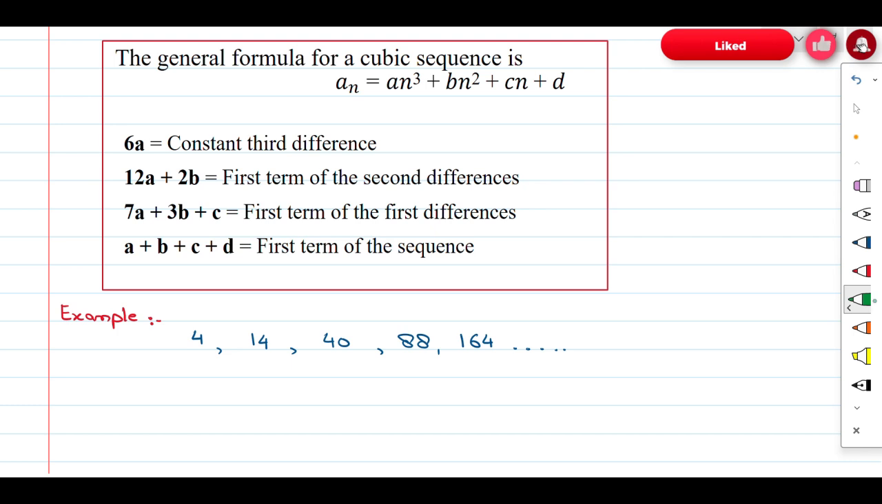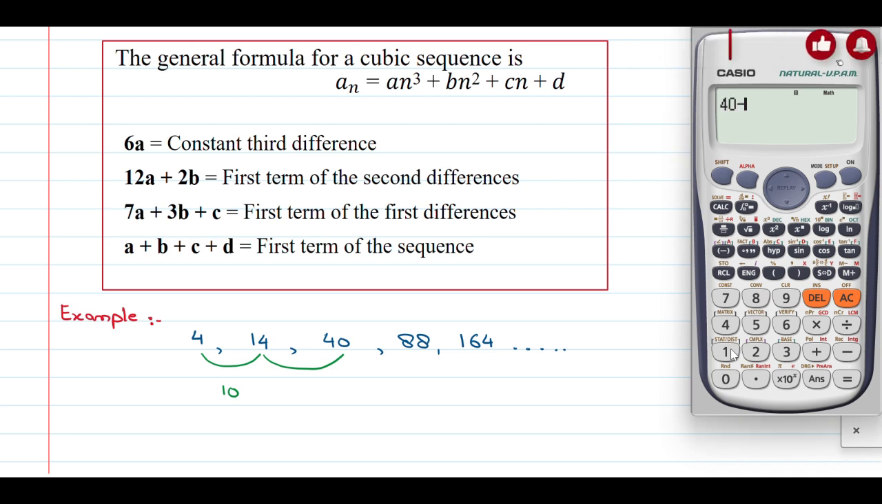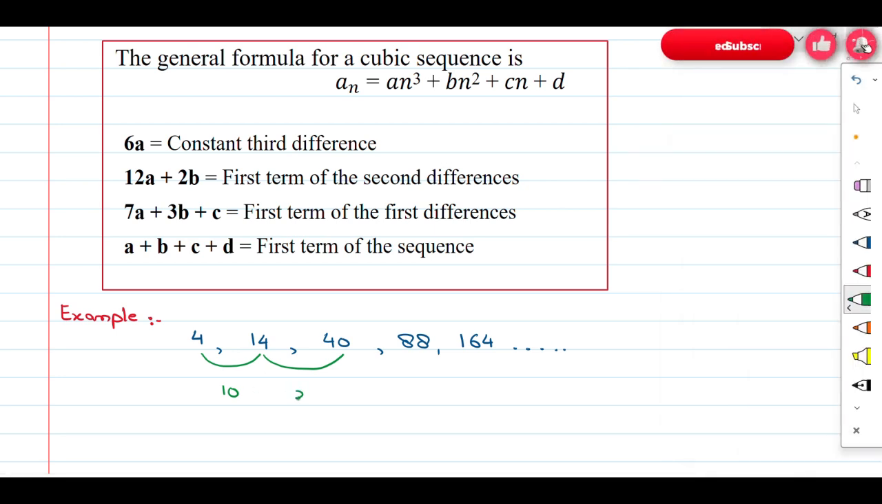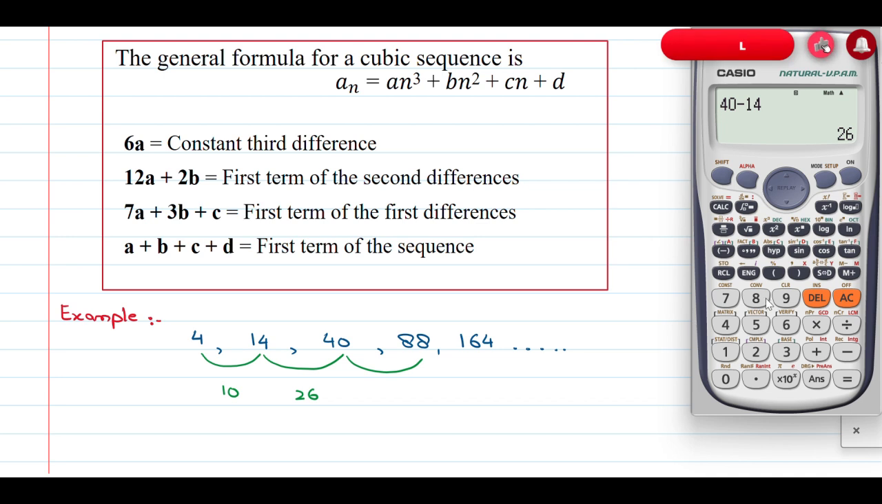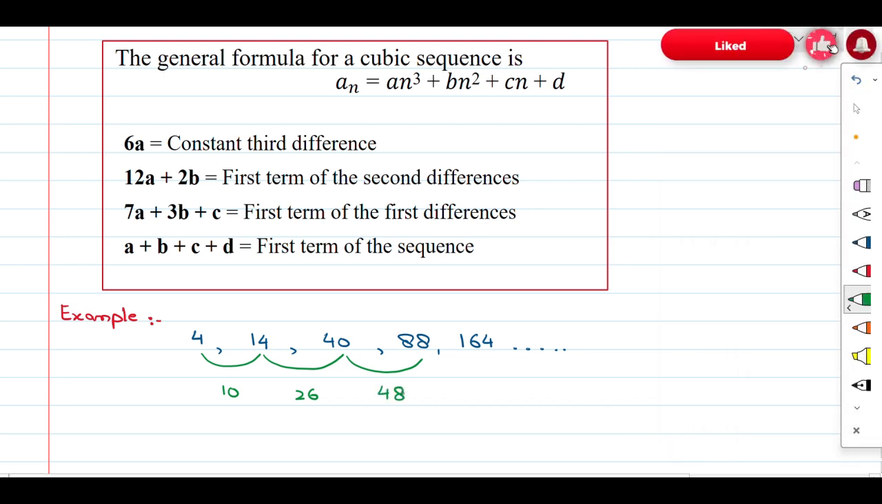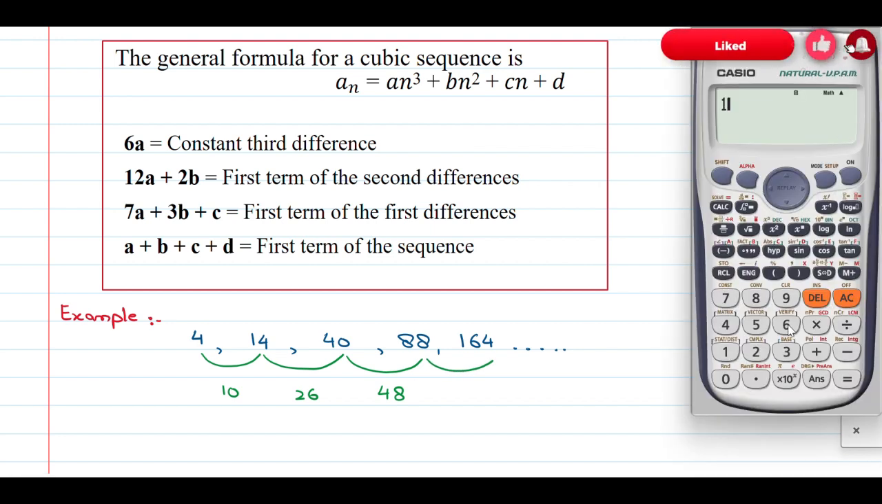Okay, so let me start with the difference. The difference between 4 and 14 is 14 minus 4, which is 10. The difference between 14 and 40 is 40 minus 14, which is 26. The difference between 40 and 88 is 88 minus 40, which is 48. The difference between 88 and 164 is 164 minus 88, which is 76.